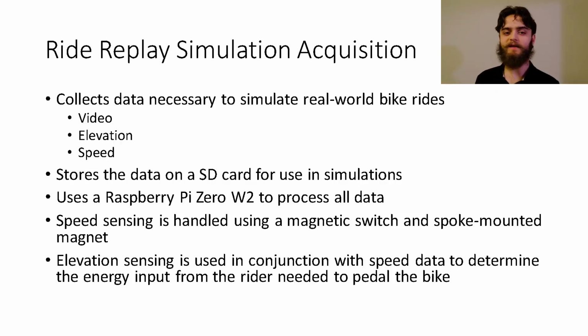For the ride replay simulation acquisition subsystem, we need to collect several pieces of data from real-world bike rides in order to create a simulation: video, elevation, and speed. It is necessary to store collected data for later retrieval, and for this, an SD card rated for recording HD video is selected. Speed sensing is handled with a reed switch and spoke-mounted magnet, and elevation sensing is used in conjunction with the speed to determine the required energy input from the rider.